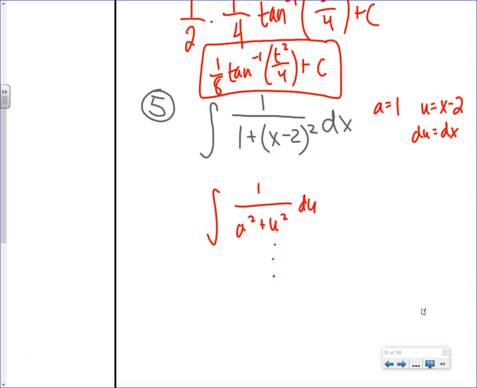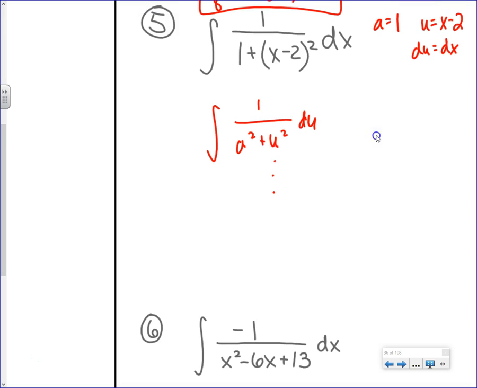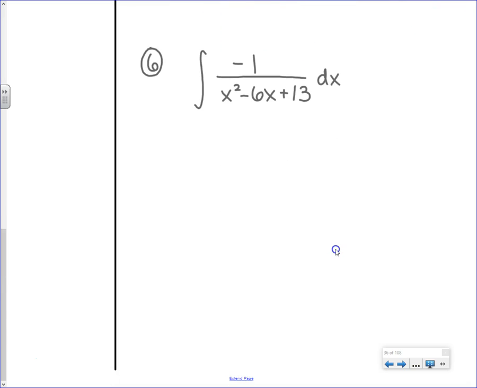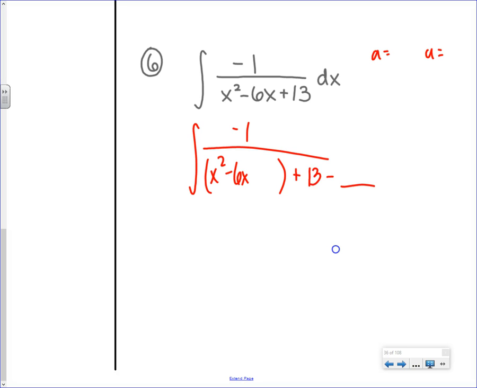How many times would you naturally, in simplifying, leave the denominator looking like that? Never. You would have the denominator looking like this. If I make u the denominator, it's not going to work. This is an inverse tangent, but how on earth am I going to figure out a and u if I don't see anything squared? We got to complete that square.